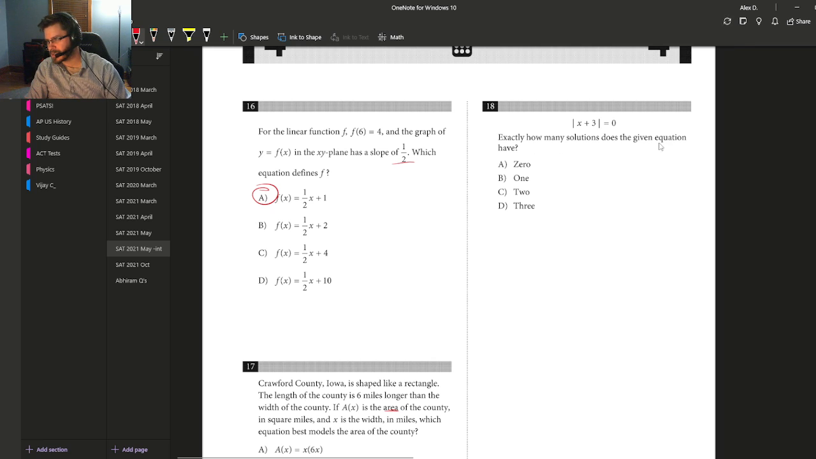How many solutions? The absolute value only equals 0. If it has a vertical shift, it'd have 2 solutions, but this does not. This is going to look like this. So 1, -3.